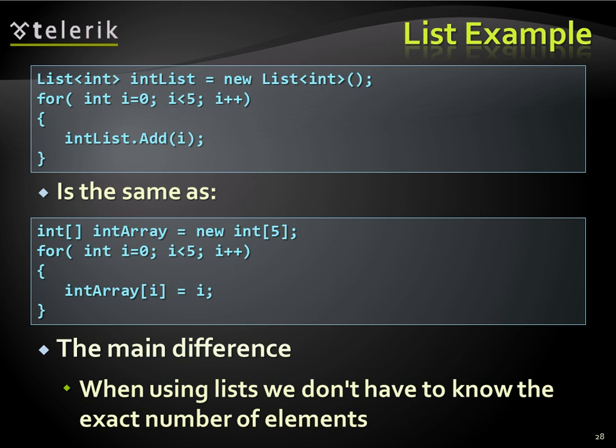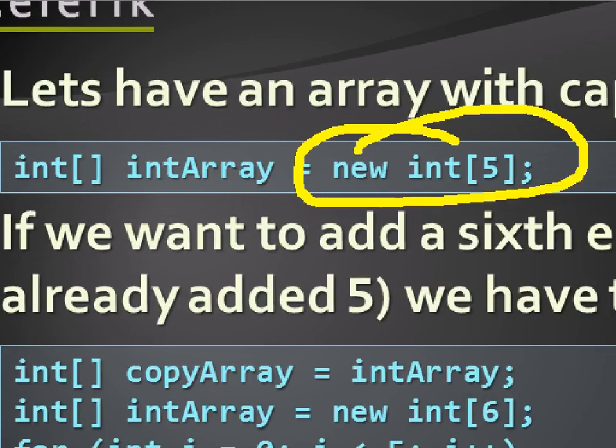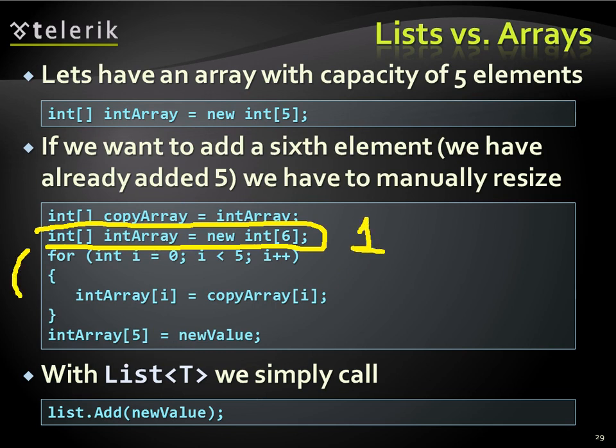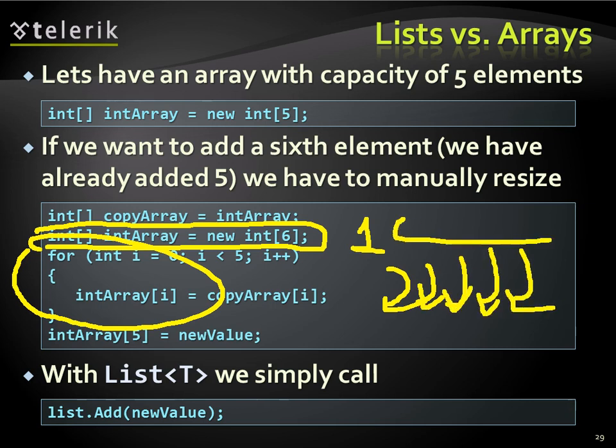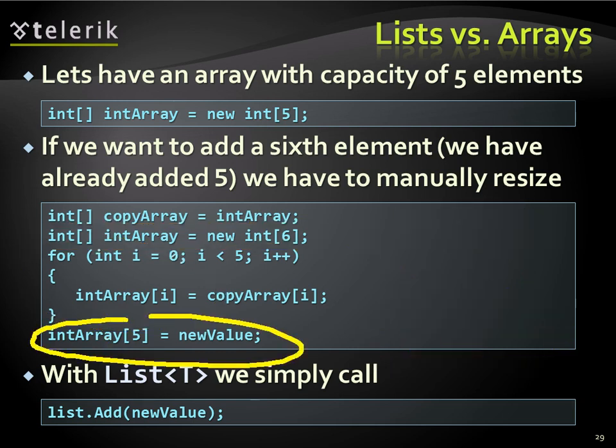As you see, list of int works very similarly to an array. But if we have five ints and we want to add a new int, there is no such operation for arrays. You need to allocate a new array first, second, copy the elements one by one from the old array to the new array, and finally you can add the new element.